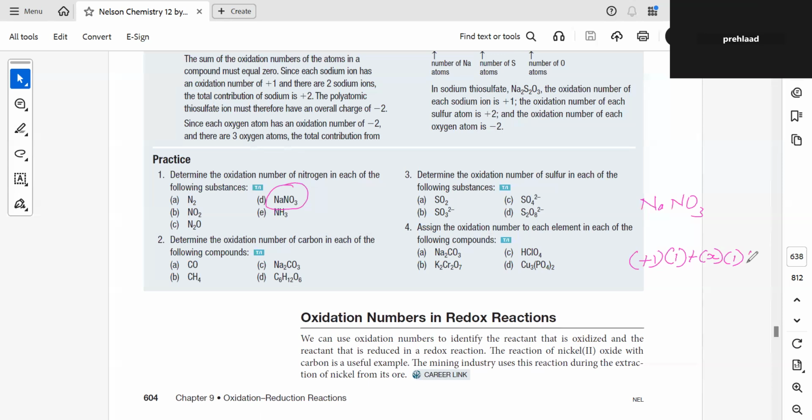Oxygen is -2 and there are three of them, so it'll be -6. The summation of that is 0, because the compound is neutral. The overall charge is 0. So we have +1 plus X minus 6 equals 0. Just rearrange it, so X is +5. So nitrogen is +5.